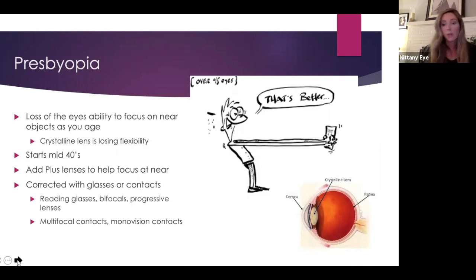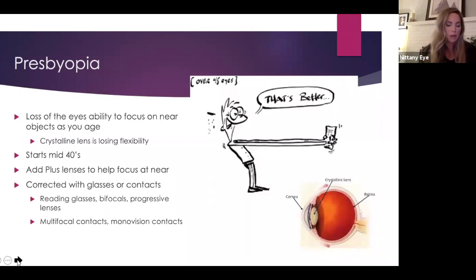They did just come out with a multifocal toric contact lens, which is to correct the astigmatism. And that has worked fairly well, and they are new. So if you were told you couldn't wear multifocal contacts because you had astigmatism, that's not necessarily the case anymore.